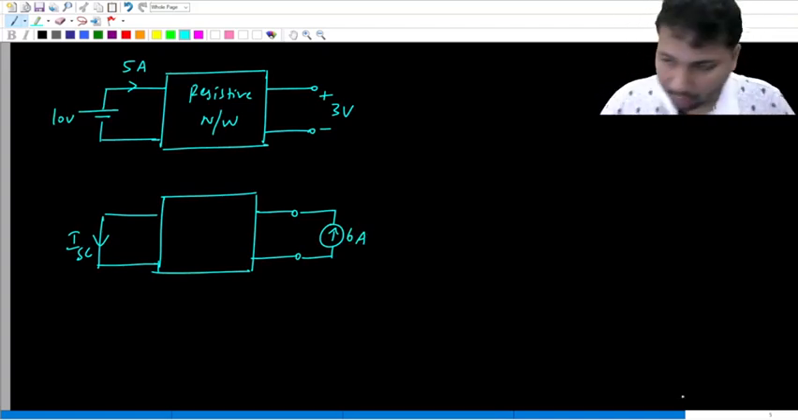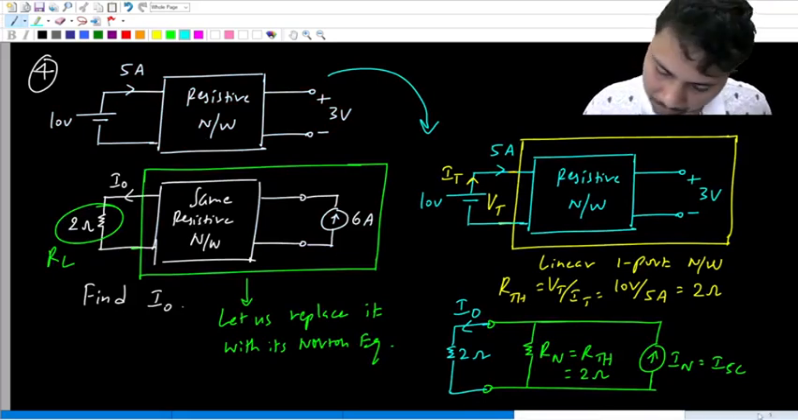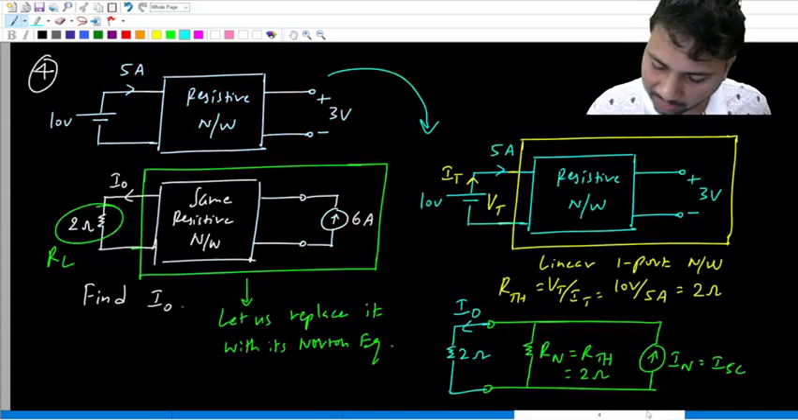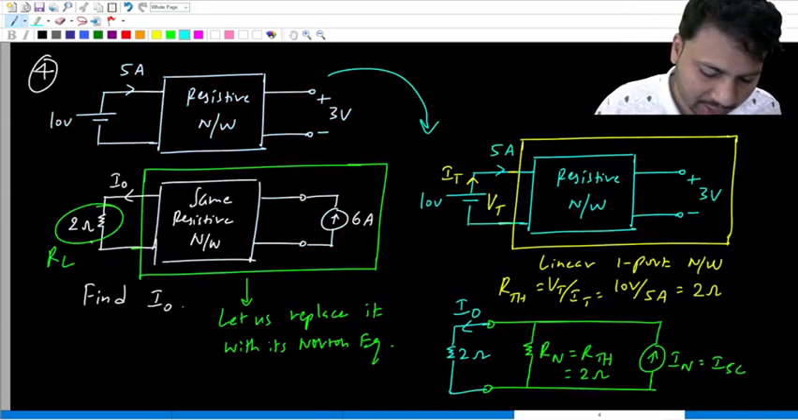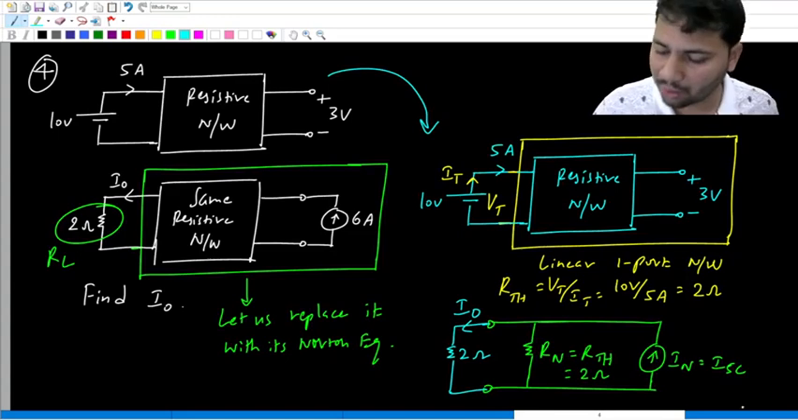So the first circuit is the same as the first given circuit. And in the second circuit, I replace the 2 ohm with a short circuit, because, for this green color box, this 2 ohm is like the load, and we are finding the short circuit current through the load, for which we can make the 2 ohm a short circuit.